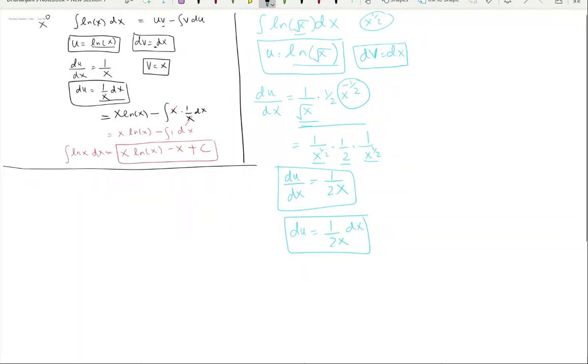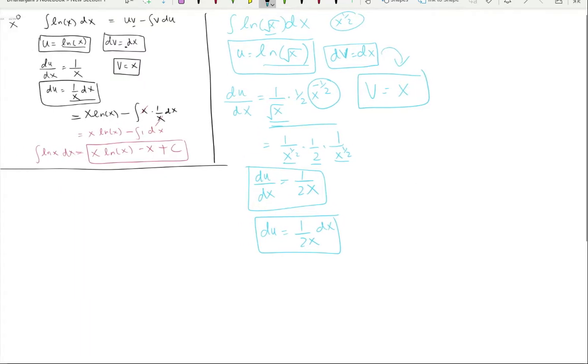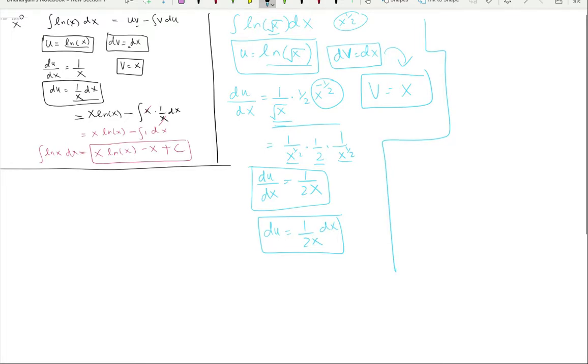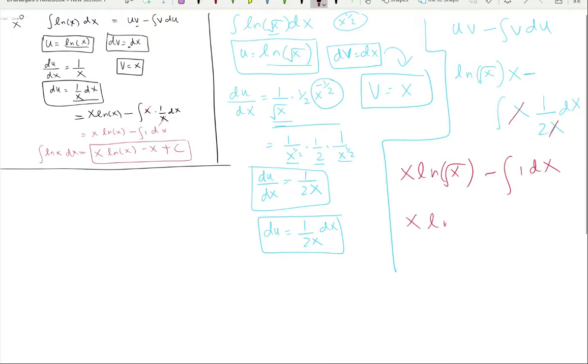Now let's see what else we need. Well, we need v. So dv is dx, so v is x, right? If you integrate 1, you get x. Okay, so let's use the formula. Now from here on, it should be easy. uv minus integral v du. What is u? Natural log square root x. What is v? It's x. du is 1 over 2x dx. Okay, so x cancels out here. So here we get x natural log square root x minus the integral of 1 dx, right? If you integrate that 1, you get x plus c. So this is what you get if you integrate natural log square root x.